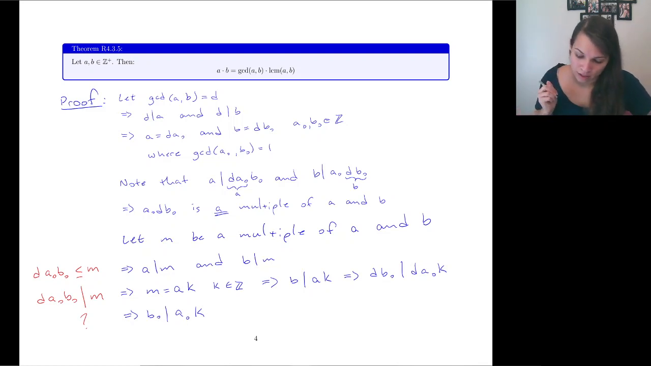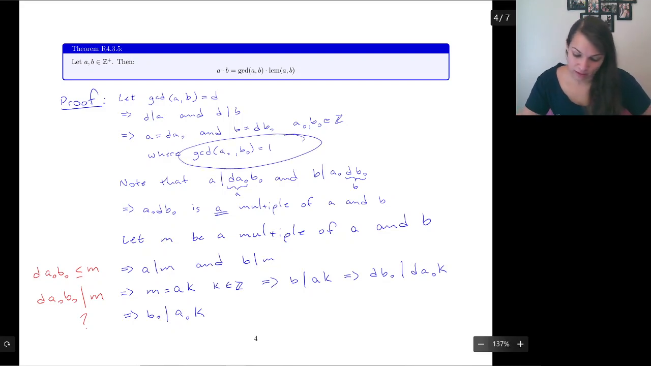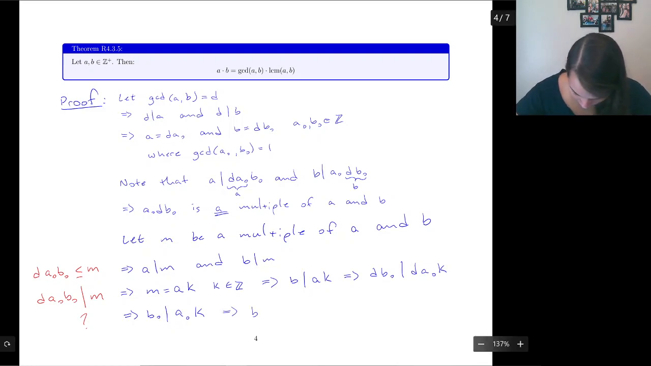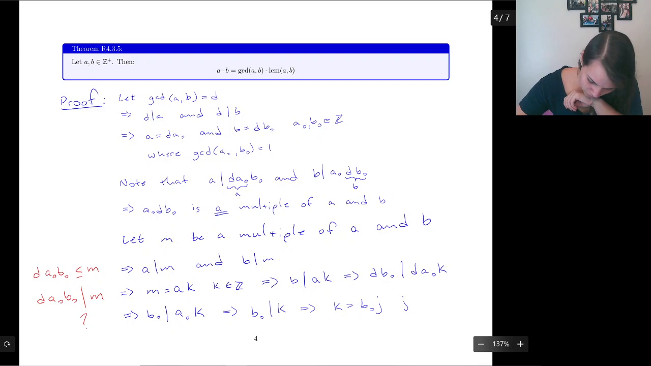We know how B naught and A naught are related. We know that their GCD is 1, which means B naught is not going to divide A naught. So then B naught has to divide k. But if B naught divides k, that means we can write it as k equals B naught j, where j is an integer. Okay.